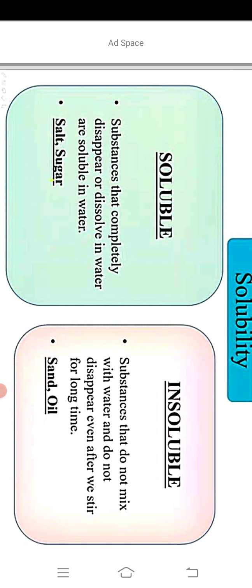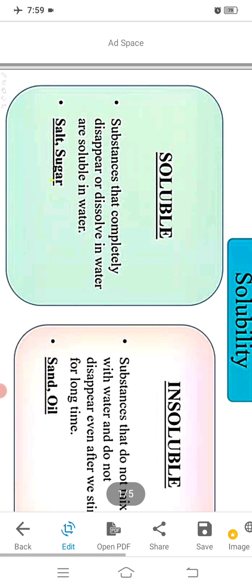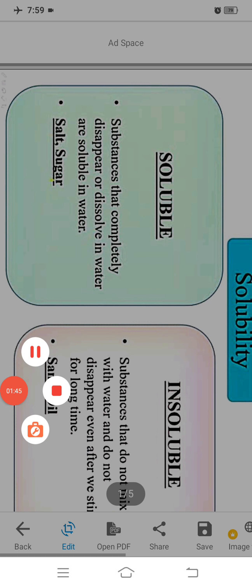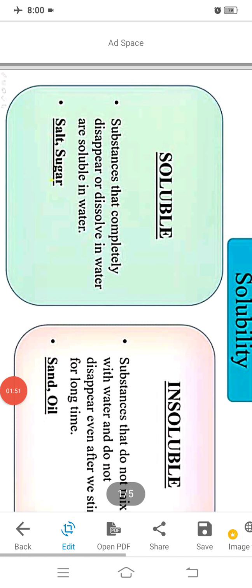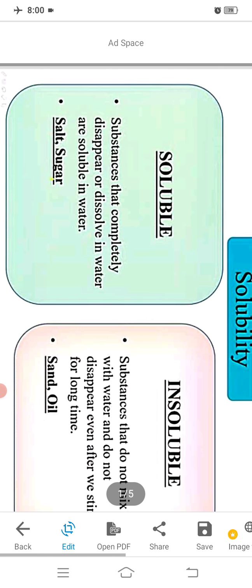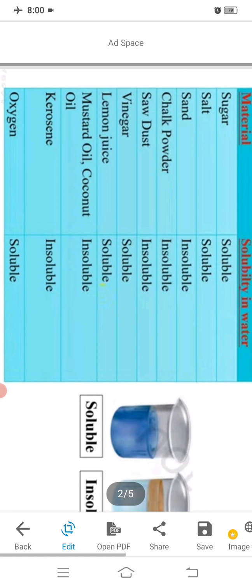Insoluble substances are the substances that do not mix with water and do not disappear even if we stir it for a long time. Examples of insoluble substances are sand, oil, chalk powder, sawdust. Now let's see the table. Sugar is soluble in water, salt is soluble in water, sand is insoluble in water, chalk powder and sawdust are insoluble in water.